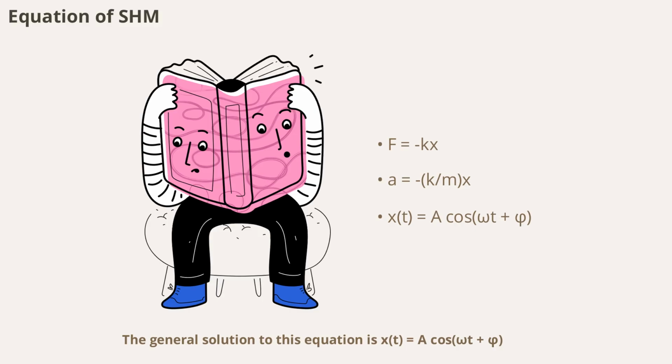The general solution to this equation is x(t) = A cos(ωt + φ), where A is the amplitude, ω is the angular frequency, and φ is the phase constant. This equation captures the essence of SHM.